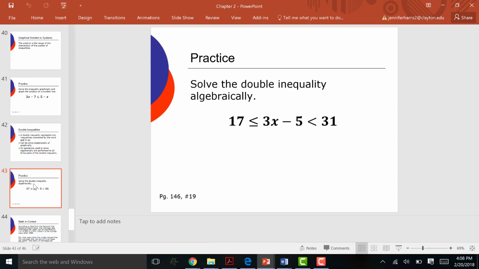Do I have x by itself in the middle? Yes. Is it totally by itself? Okay, what should I do? Divide by 3. So since I'm going to divide the middle by 3, I have to divide the left and the right by 3. So now x is by itself in the middle. What's 36 divided by 3?